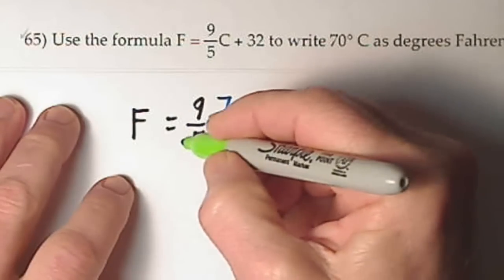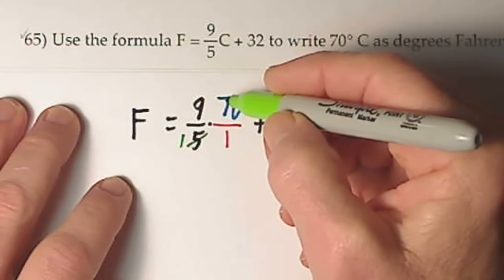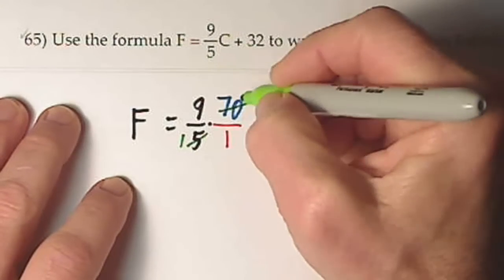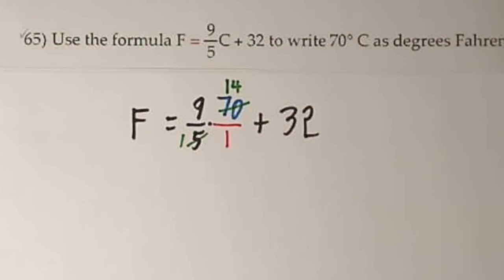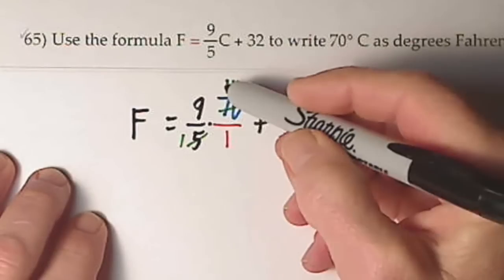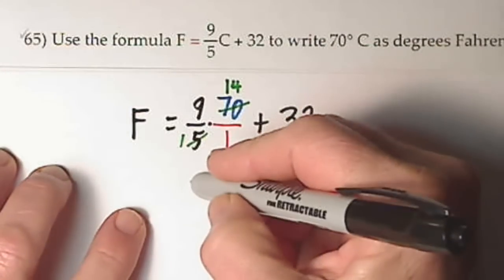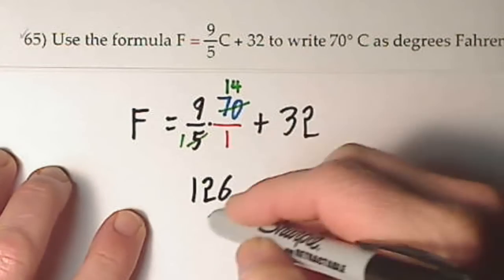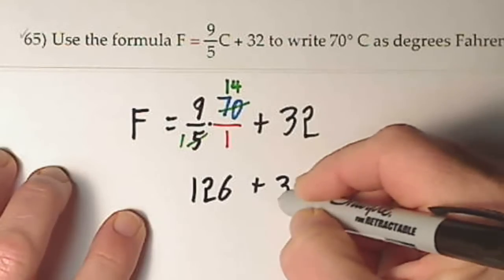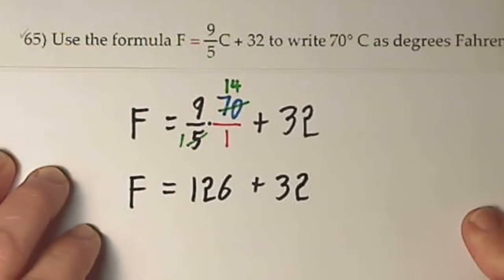5 goes into 5 once, 5 goes into 70 14 times. So that's a 14. And all I have to do is multiply 9 times 14. 9 times 10 is 90. 9 times 4 is 36. So that's 126 over a 1. So I'm not going to bother putting it. Bring down your plus 32. And we almost have F.